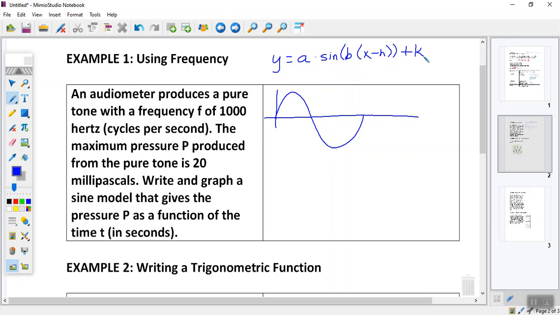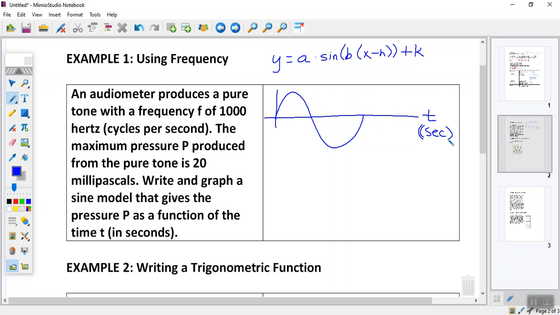Now in this one, they're just telling you to use the normal sine function. They're telling you that there's a certain amount of time t over here. How is t measured on this function? It's in seconds. And then P of t is going to be the pressure, the pressure of the pure tone.